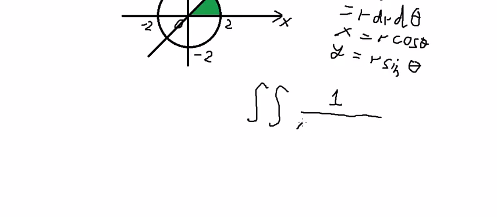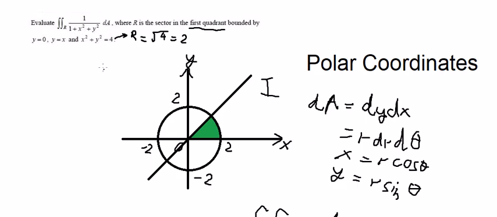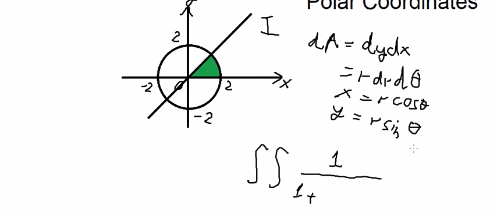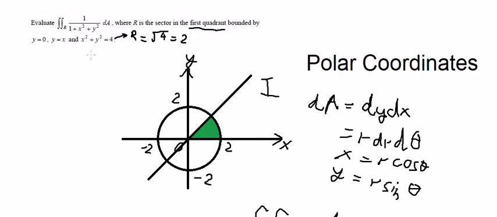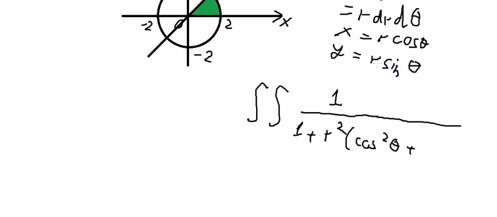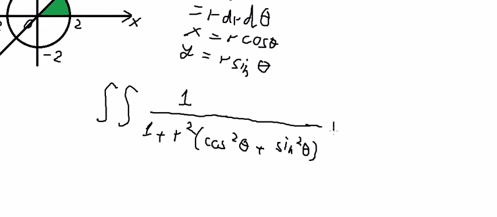We have 1 over 1 plus. This is x squared, so you get r squared cosine squared theta. And the next one, y squared, you get r squared sine squared theta. And we get r dr d theta.